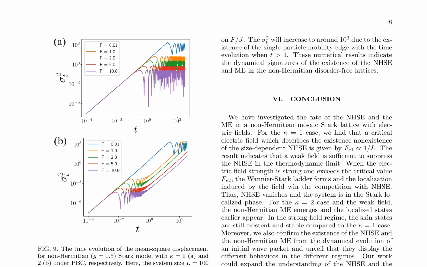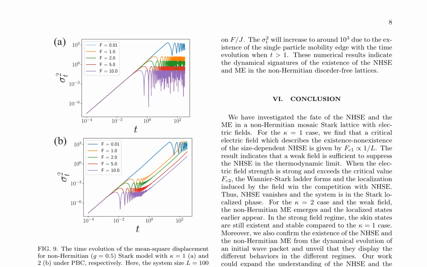By analyzing the time evolution of the mean square displacement, sigma squared, t, under periodic boundary conditions, they reveal distinct dynamical signatures of NHSE and MBL. For the non-Hermitian Stark model with kappa equals 1 and 2, sigma squared, t, exhibits different behaviors. When f, j equals 0.01, sigma squared, t, increases directly to 10 to the power of 3 until t approximately equals 10, corresponding to the extended phase.